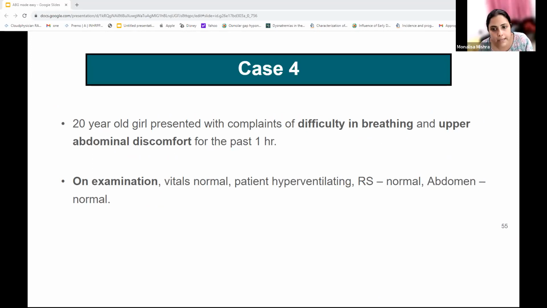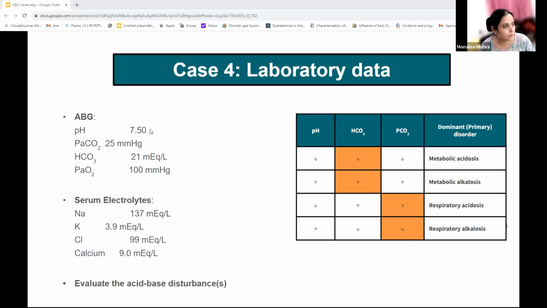Now we'll go to the next case. This is also a simple case, as we are doing only one or two disorders together. It's a 20-year-old girl who is presenting with difficulty in breathing and upper abdominal pain for the past 1 hour. On examination the vitals are normal, she's hyperventilating, and otherwise she's absolutely normal. You did an ABG, you saw this. So what is the primary, the dominant disorder here?